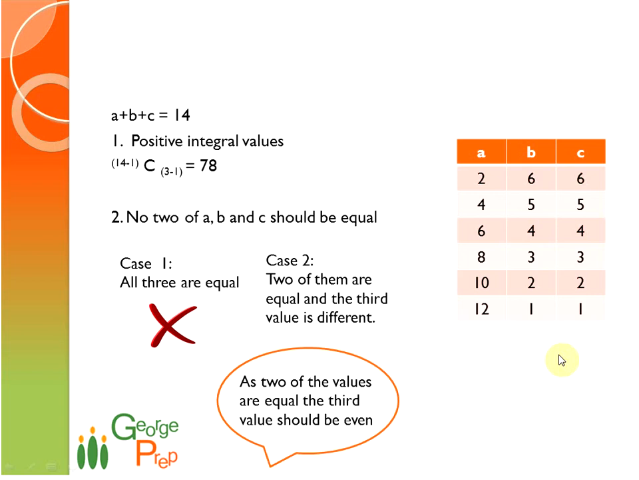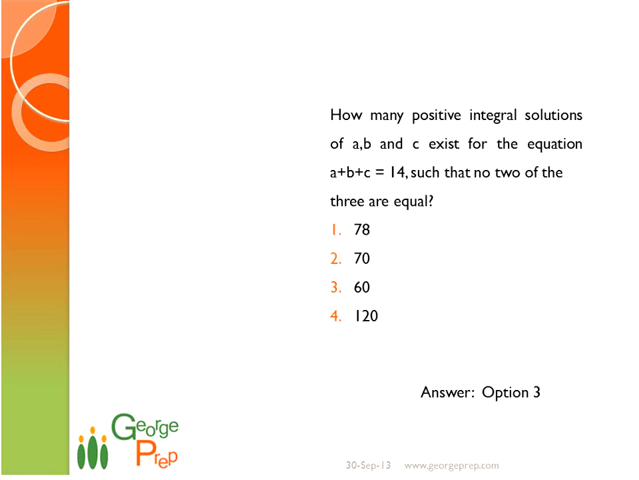So for a being different, we have 6 cases. Totally we will have 6 into 3, 18 cases, right? So these 18 cases have to be subtracted from those 78 cases. So 78 minus 18, our answer for this question is 60. So the answer is option 3 for this question.